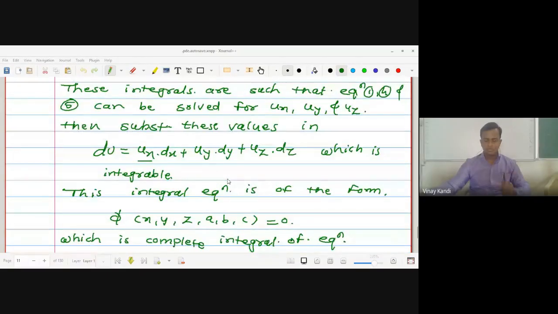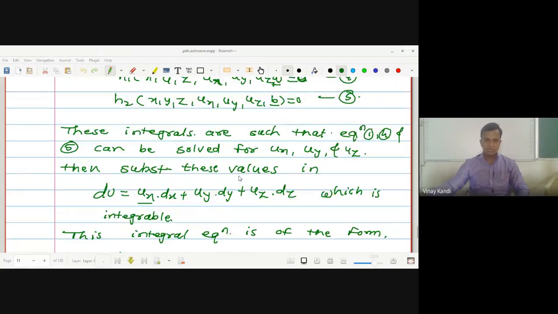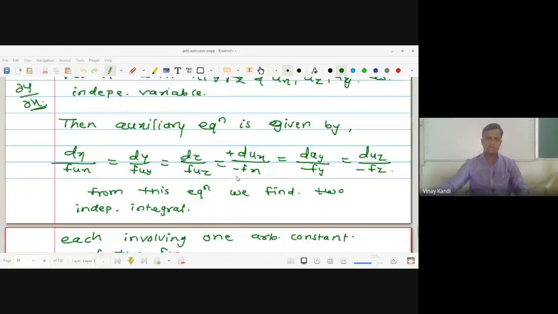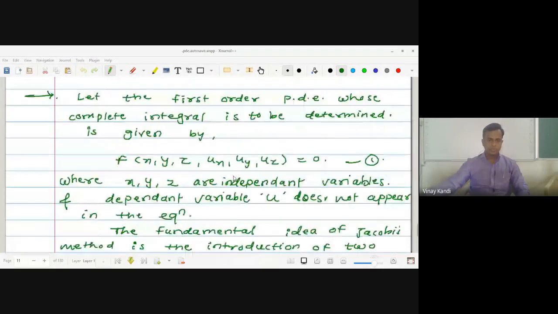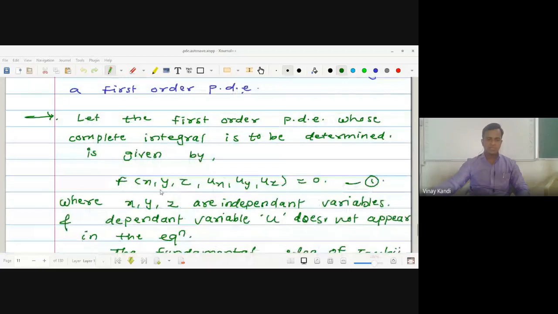In the previous lecture, we saw Jacobi's method to solve the first order partial differential equation, and we described the method. How to solve the partial differential equation of independent variables x, y, z, where u is the dependent variable, and the equation contains no u. Look here. This is the function F of x, y, z, ux, uy, and uz.